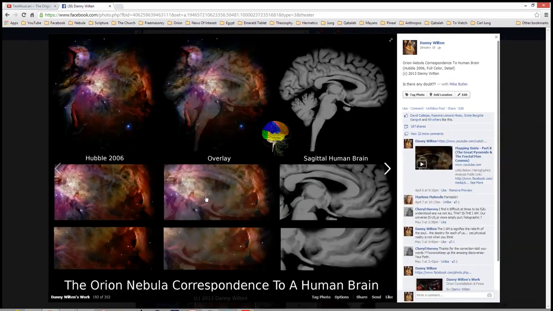This right here shows the Orion Nebula and its correspondence to the human brain. And the triangle that you see right there, the light triangle, is the same as the dark triangular area right there. And right in the middle of that dark triangular area is where the pineal gland sits. This has been mapped out in high detail. We can see the optic chiasm right down here, the first part of the frontal lobe. This whole ellipse or vesica piscis that we see right here corresponds to what we see right here.